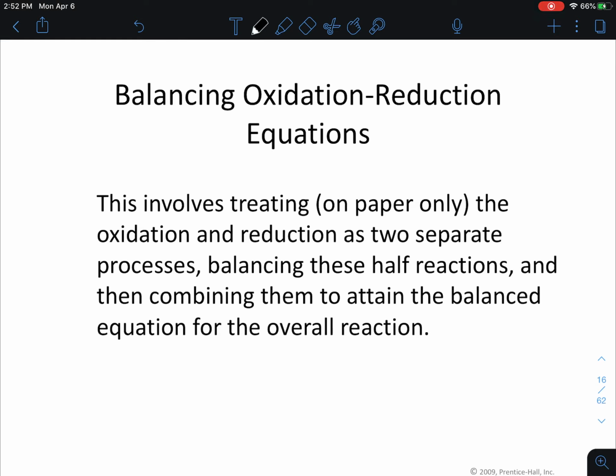So we're going to want the electrons out from the oxidation to equal the electrons in for the reduction. So that's what we're trying to keep track of. So what we'll do is we'll balance the two half reactions separately. That's the way we want to approach it, and then combine them together in the final step.